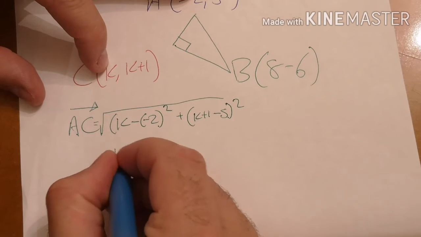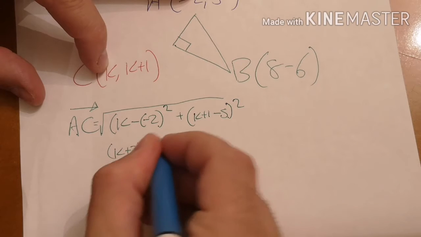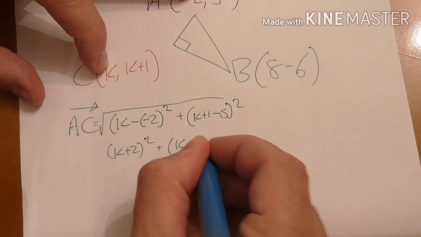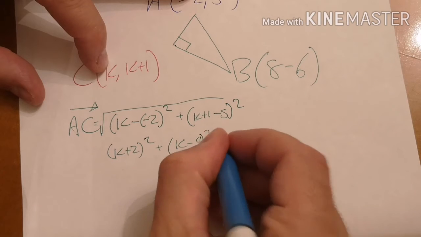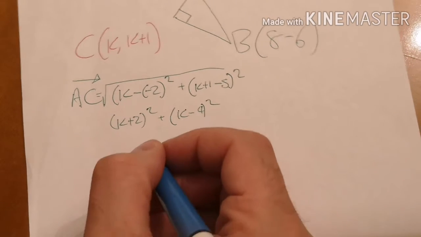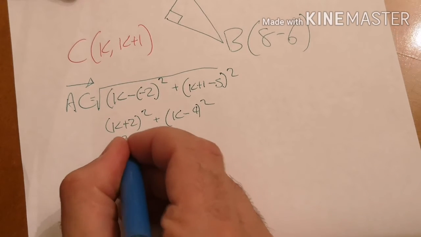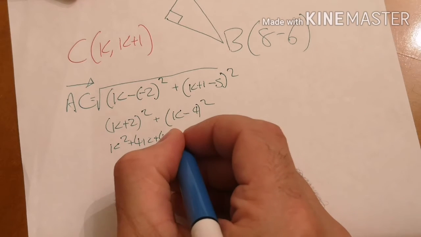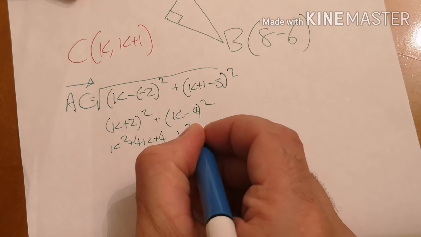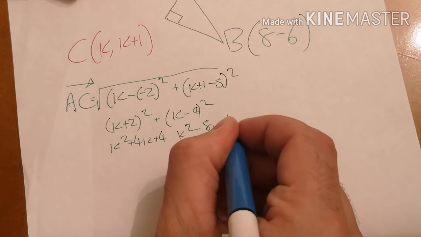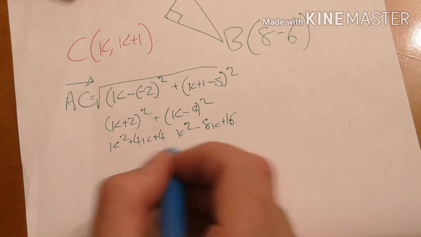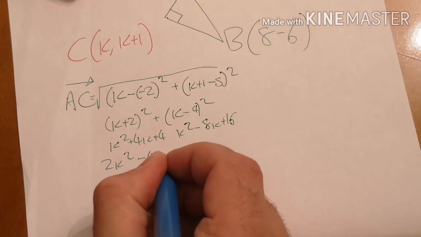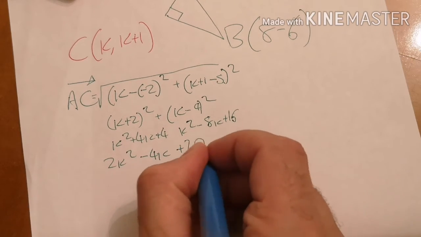So it's going to be (k + 2)² + (k − 4)². Now I'm just going to expand everything. So I've got k² + 4k + 4, and this one here becomes k² − 8k + 16. Let's simplify my like terms. I've got 2k² − 4k + 20.